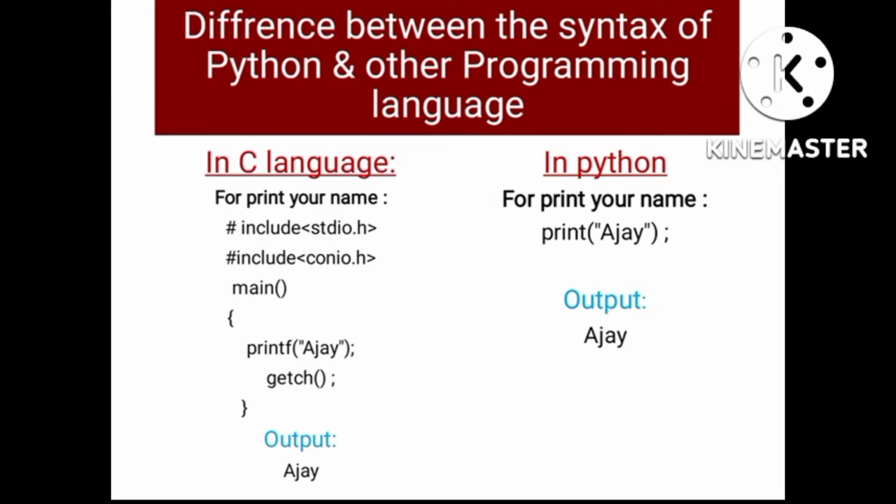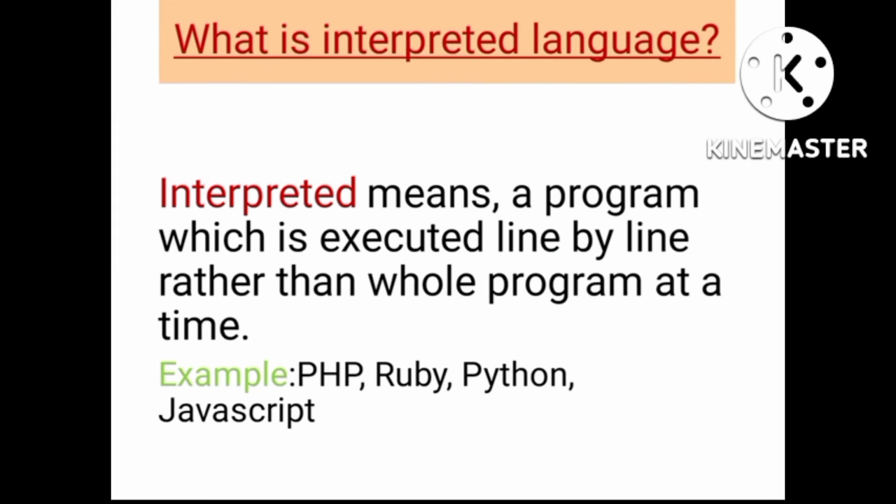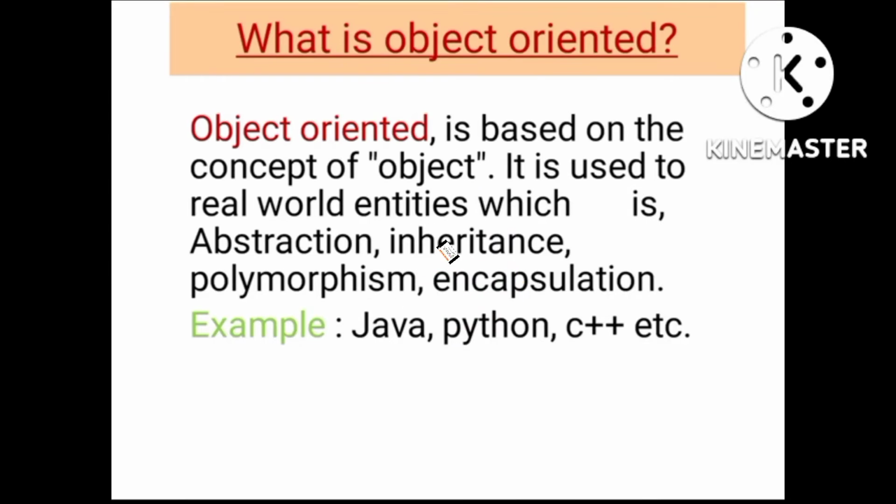Interpreted means executed line by line, rather than the whole program at a time. Examples: PHP, Ruby, Python. Object-oriented is based on the concept of objects. It is used to model real-world entities, using abstraction, inheritance, polymorphism, encapsulation. Examples: Java, Python, C++, etc.